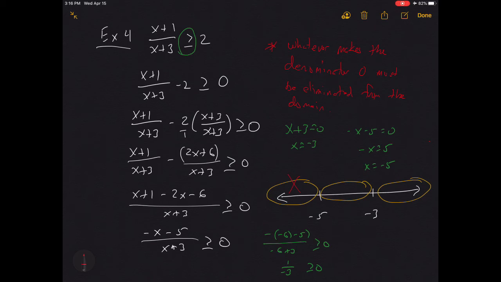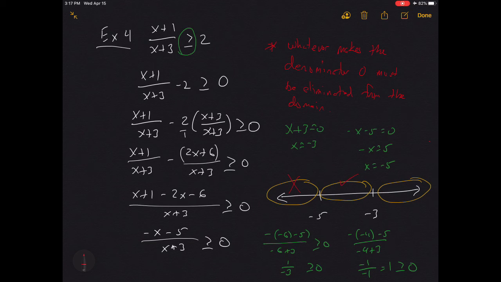Let's see what happens when we plug something in between negative 5 and negative 3, which is going to be like negative 4. So let's go ahead and check negative 4. So if I plug in negative 4, negative 4 minus 5 over negative 4 plus 3. Negative 4 minus 5 is negative 9, over negative 1. Well, negative 9 over negative 1 is positive 9. And that is greater than or equal to 0. So that is a good section.